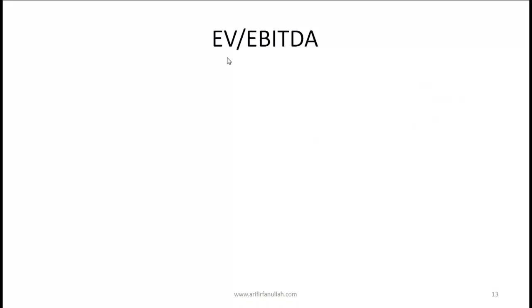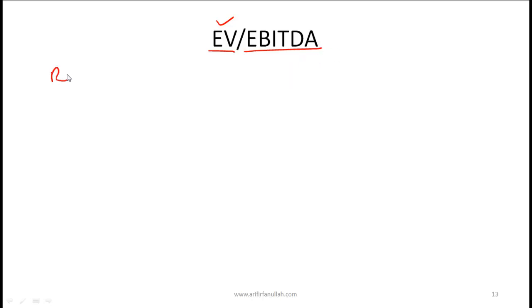Now let's talk about an important ratio, which is enterprise value divided by EBITDA. We've already talked about enterprise value, so let's understand EBITDA. EBITDA stands for earnings before interest, taxes, depreciation and amortization.